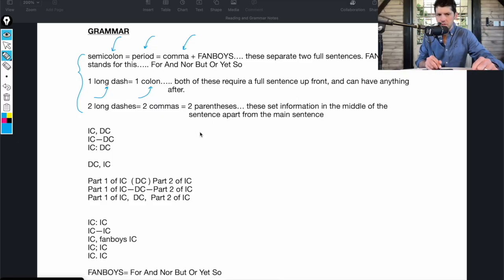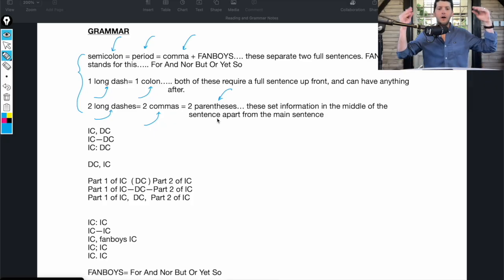The other equivalency, and last one, is that 2 long dashes are equivalent to 2 commas are equivalent to 2 parentheses, or a set of parentheses. These set information apart in the middle of the sentence, and they set it apart from the rest of the sentence. So I'll oftentimes call these parenthetical phrases. Even if they use long dashes or commas, I'll call them parenthetical phrases. Those are all the equivalencies.